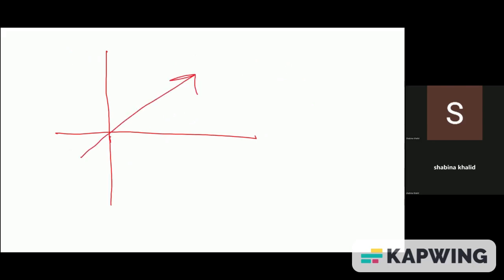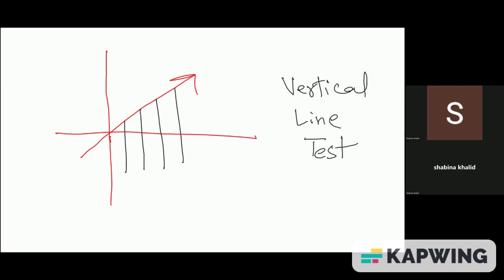Next thing is, if we have a graph and it looks like this, and someone asks me, without giving me an equation, by looking at this graph, is it a function? I have to show it by the vertical line test. Vertical line test means that on the graph, we have to draw some vertical lines. If it's only touching at one point, it means it's a function. So yes, it's a function.